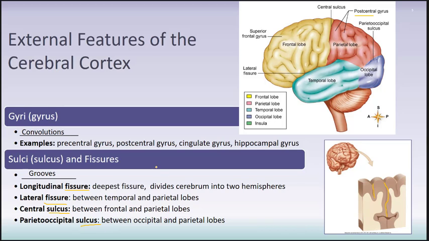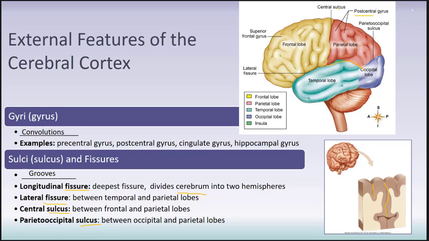The longitudinal fissure is going to divide the cerebrum into its 2 hemispheres. Remember the left and the right hemisphere. And we introduced that term on a previous slide. The lateral fissure is going to be between the temporal and the parietal lobe. So that would be through here, dividing the temporal and parietal lobe.